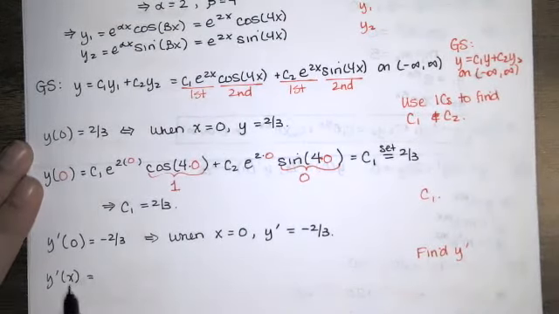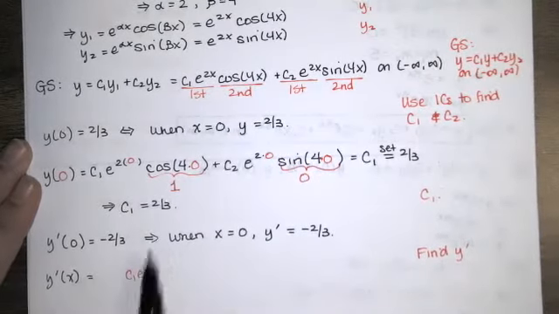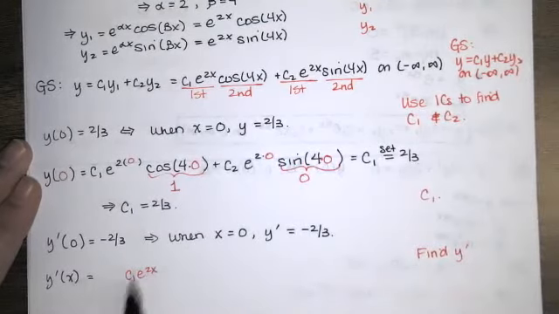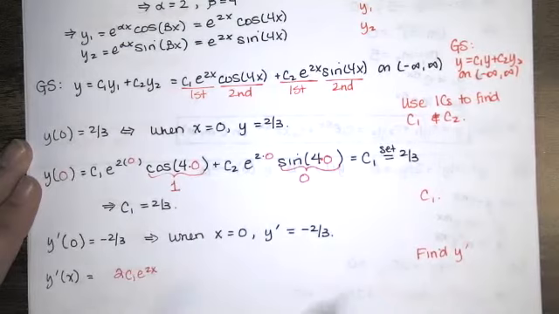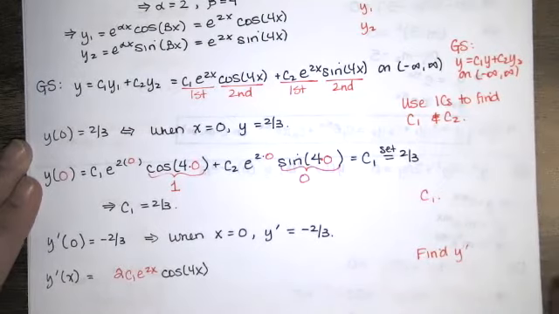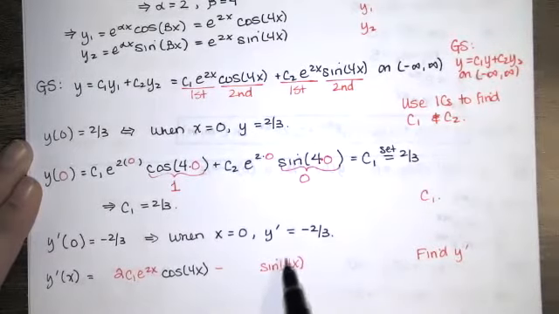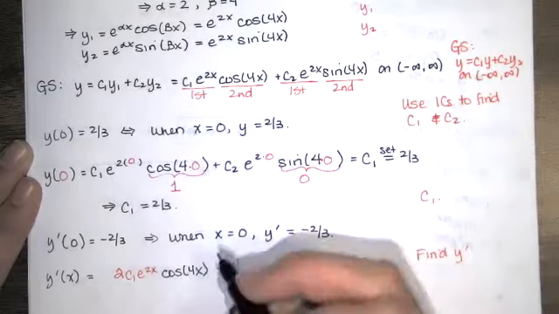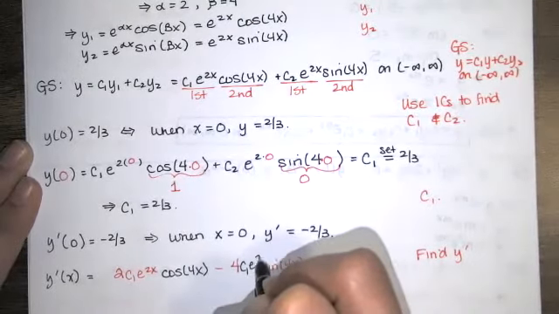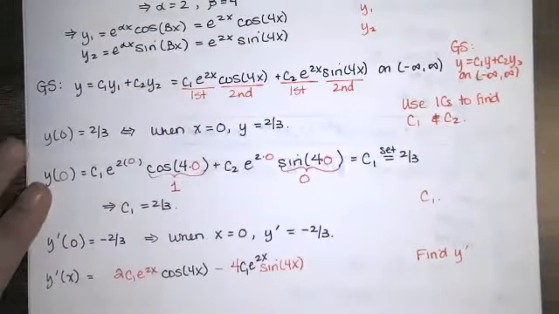Okay, so y prime is the derivative of the first. So we've got a constant times e to the 2x. Derivative of e to some power is e to that power times the derivative of the inside. It's derivative of the first times the second undifferentiated plus the derivative of the second. Derivative of cosine is negative sine of the angle times the derivative of the inside. The derivative of 4x is just a 4. And we're going to multiply that. This is the derivative of the second times the first. Our first was C1 e to the 2x. Okay, so that's this first term in y.